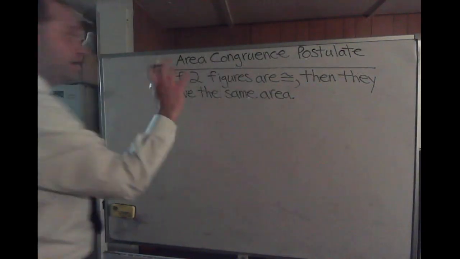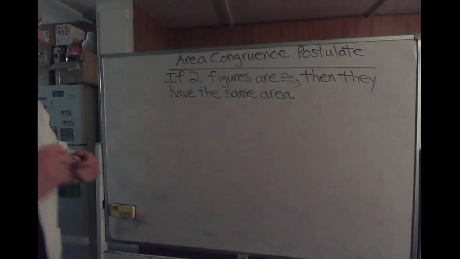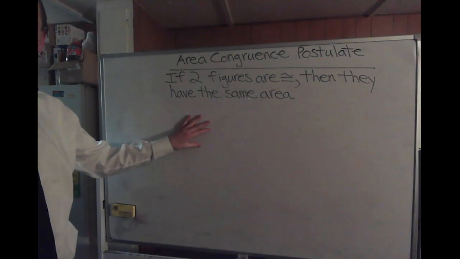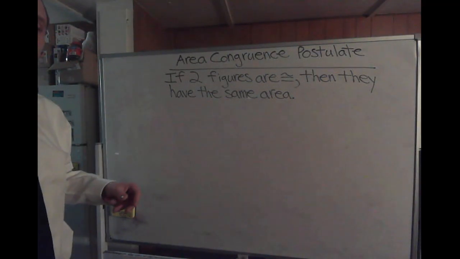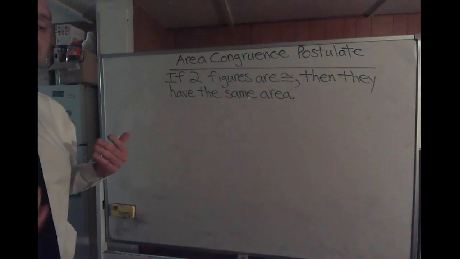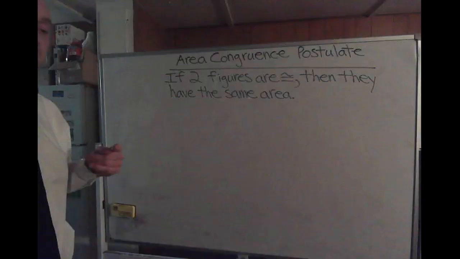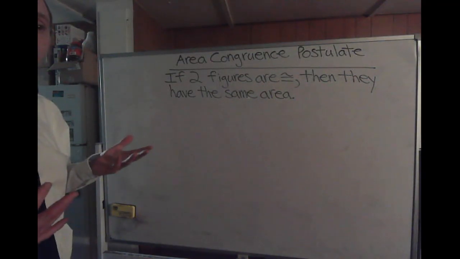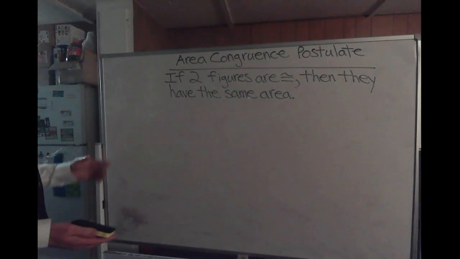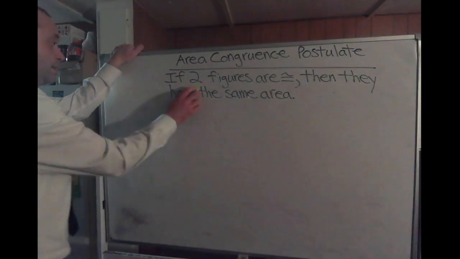So the area congruence postulate states that if 2 figures are congruent, then they have the same area, right? That makes sense because what do congruent figures have? All their side lengths are the exact same. So you're multiplying the base and the height of both, and if they're both the same, you're going to get the same area. I don't think I need to explain that one too much because that's just kind of a common sense postulate.